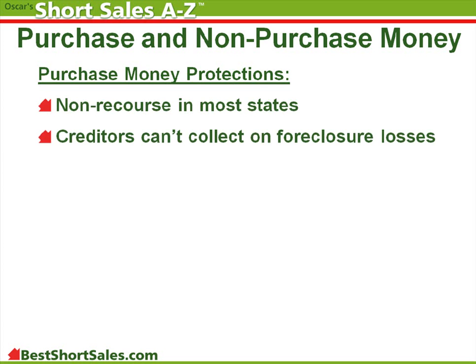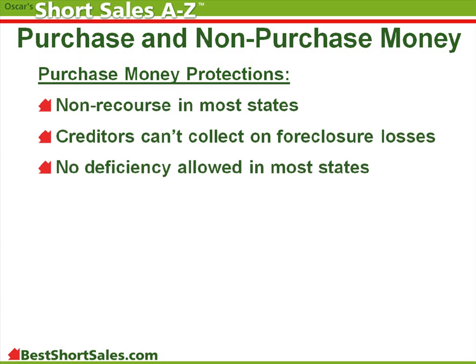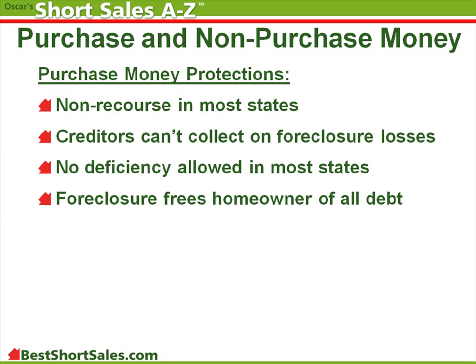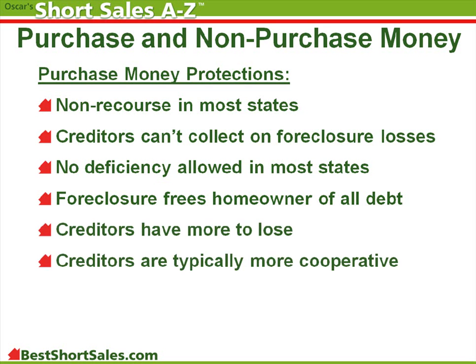This means that creditors cannot collect on foreclosure losses. Most states do not allow deficiency collection of purchase money debt, even with judicial foreclosure. This means that after foreclosure, the homeowner walks out debt-free. Because of this, creditors secured by purchase money have more to lose and are typically more cooperative because a short payoff is their only option.